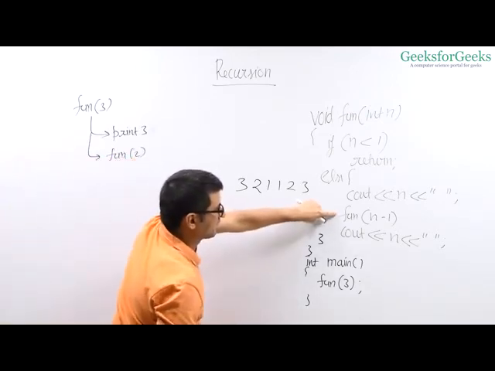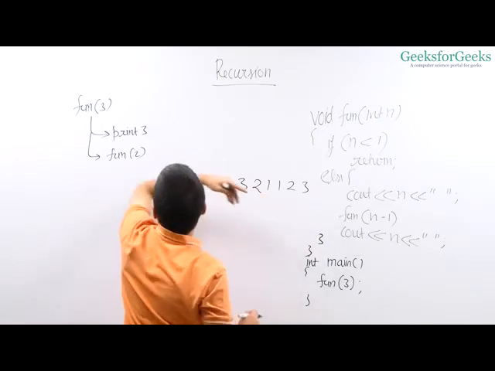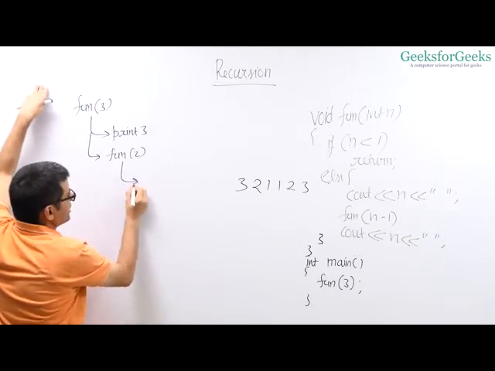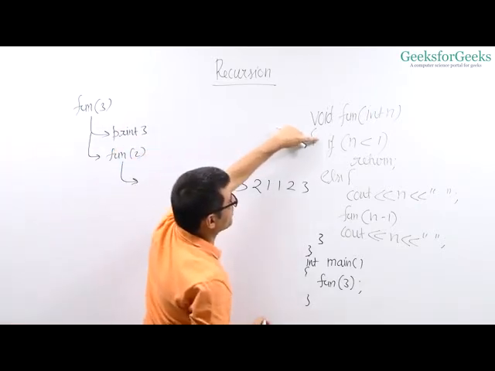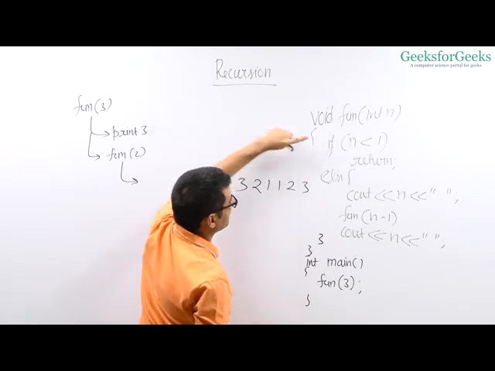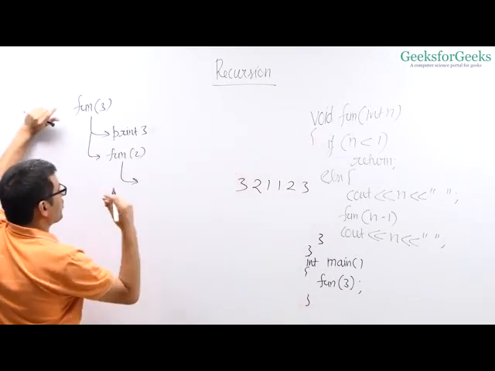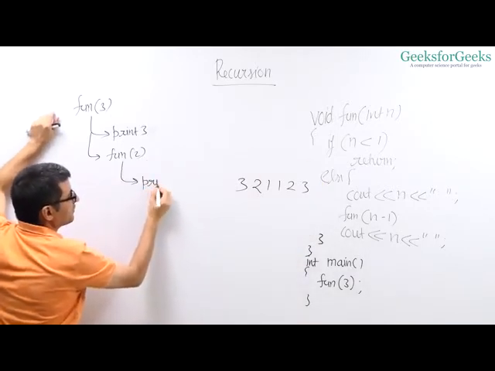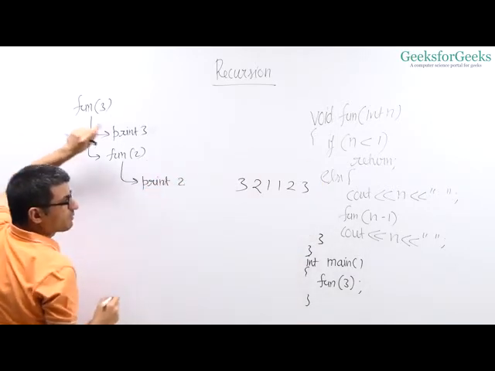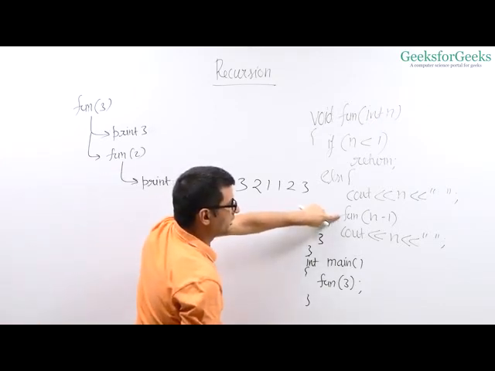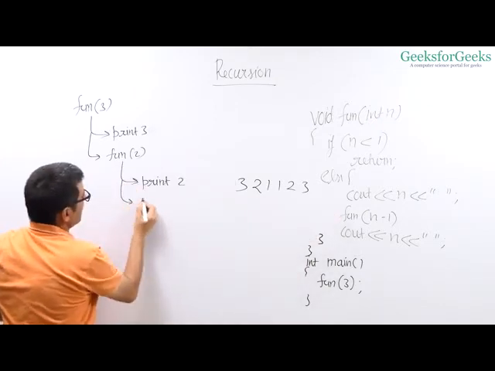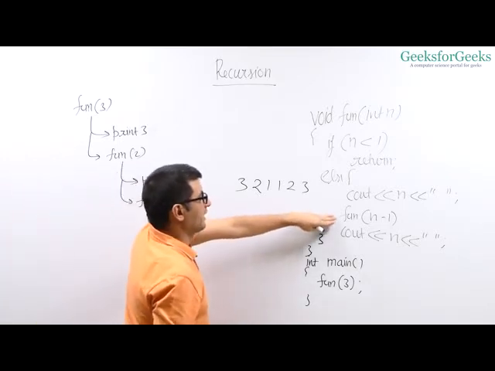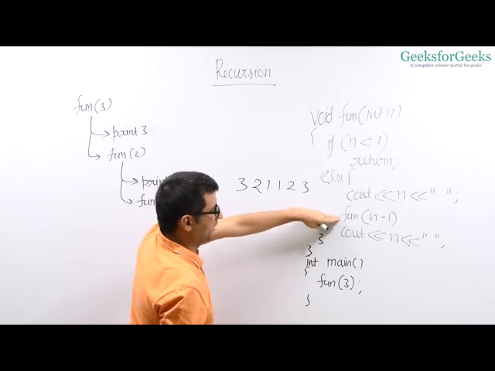The control comes here. When the control comes here, fun3's execution is paused, and fun2 starts its execution from the beginning point. Since 2 is not smaller than 1, it goes here. It prints 2. After it prints 2, it also comes here and makes a recursive call for fun1. Note that fun2's execution is paused here, right?